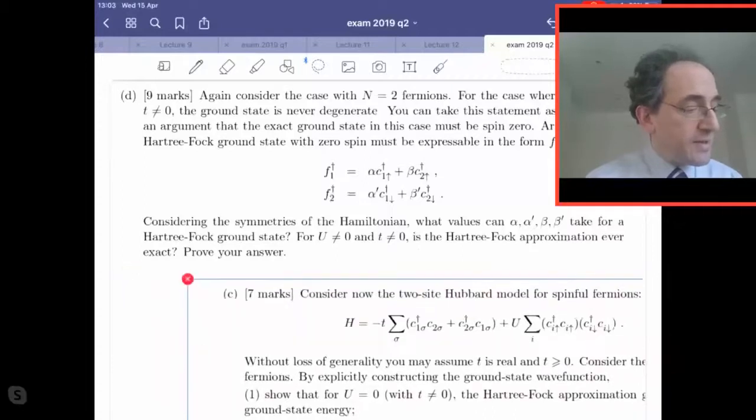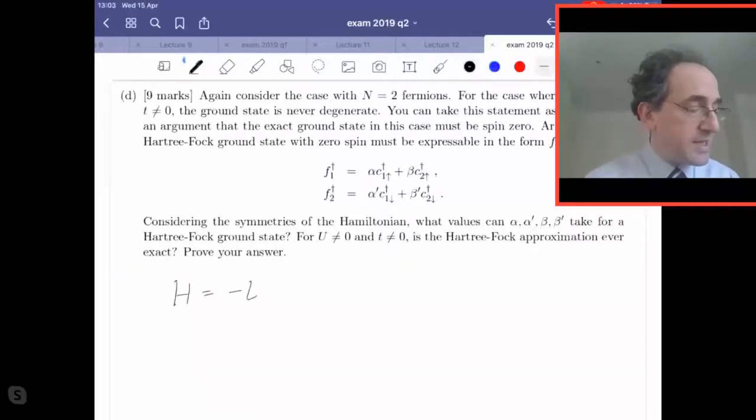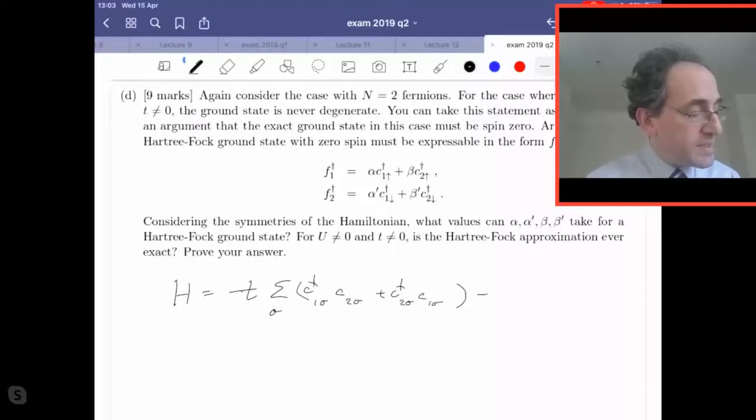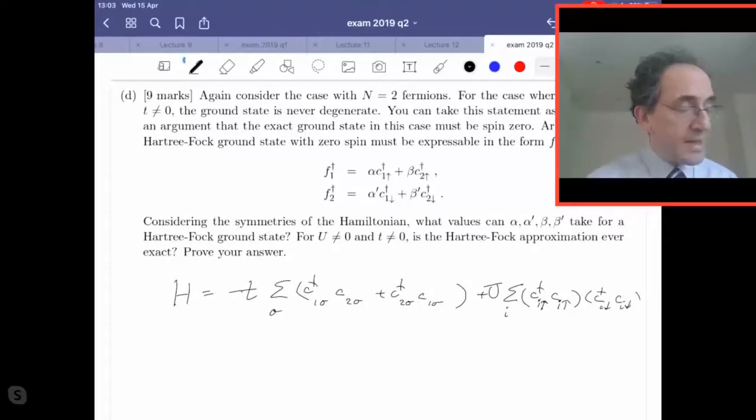Let's write it out then. Okay. So the Hamiltonian is minus t sum over i, sum over sigma, c dagger 1 sigma c 2 sigma plus c dagger 2 sigma c 1 sigma, and then plus sum over i, U out front, c dagger i up c i up, c dagger i down c i down. Okay, just rewriting the Hamiltonian there.